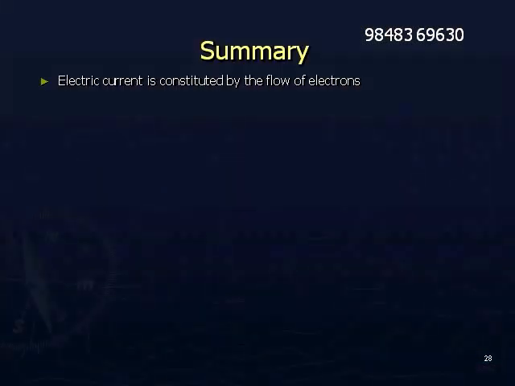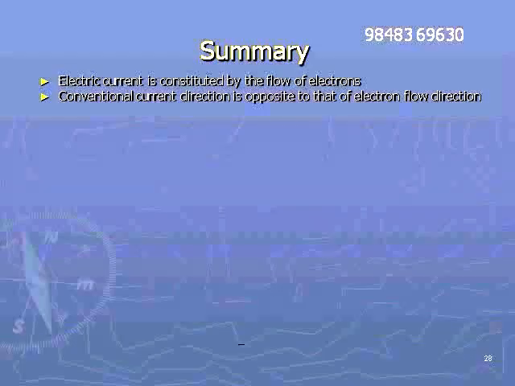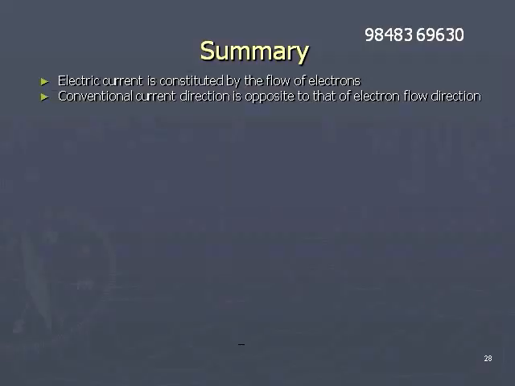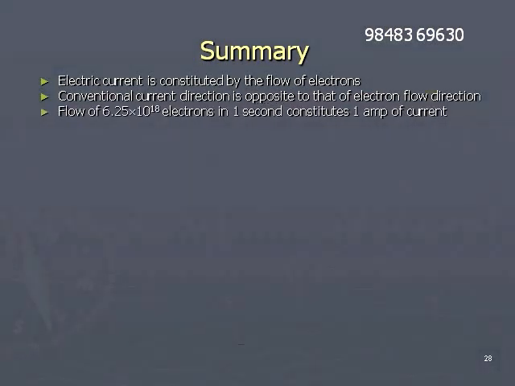Electric current is constituted by the flow of electrons. The conventional current direction is opposite to that of electron flow direction. The flow of 6.25 × 10^18 electrons in 1 second through the cross section of a conductor constitutes 1 ampere of current.